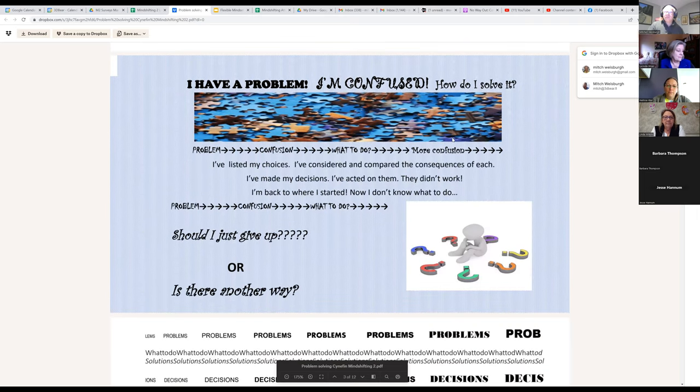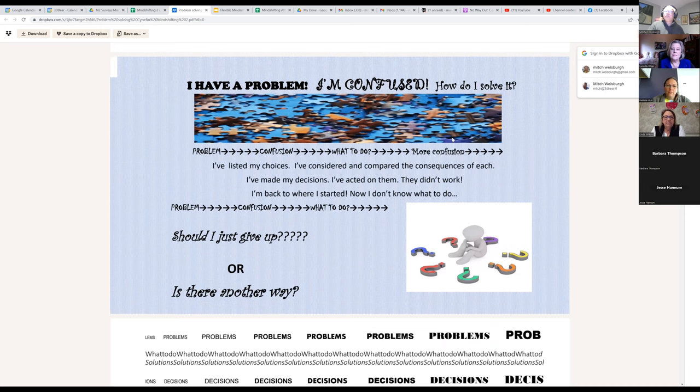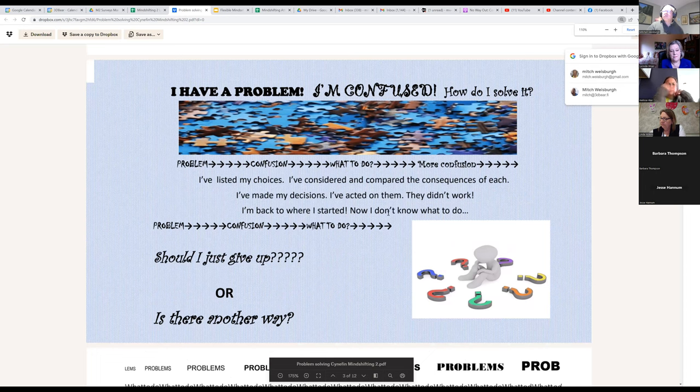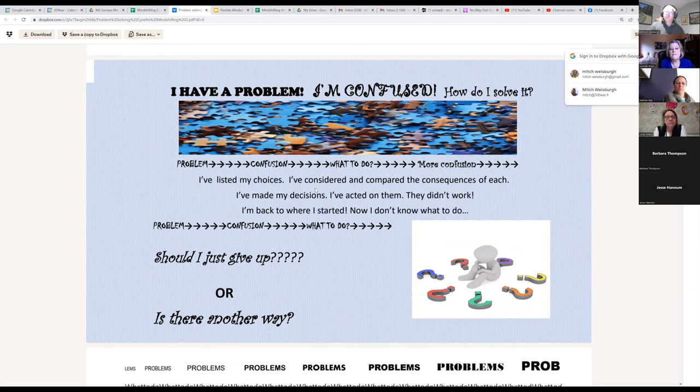On the next page, here we all are. I have a problem. I'm confused. How do I solve it? So problem, confusion, what to do, which creates more confusion, which is another problem, which is now what do I do? And I listed there five classical problem solving steps. I listed my choices. I considered and compared the consequences of each. I've made my decisions. I've acted on them. Oops, they didn't work. And this is what I see in my kids. Going back to where I started, now what do I do?